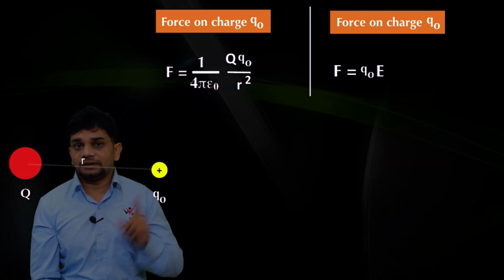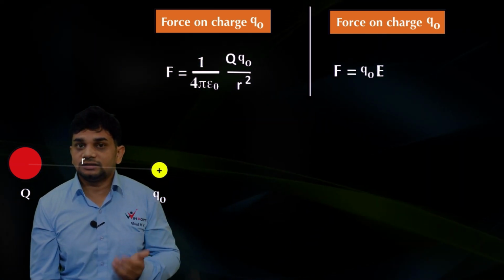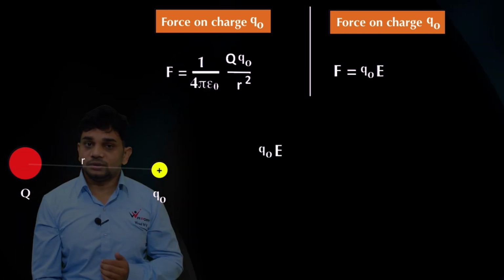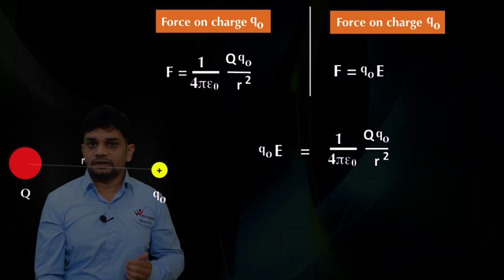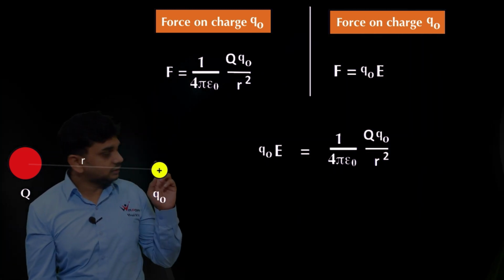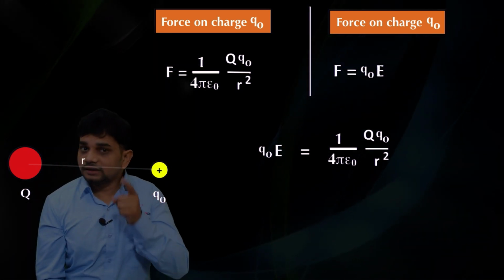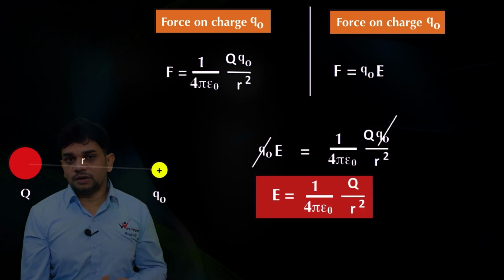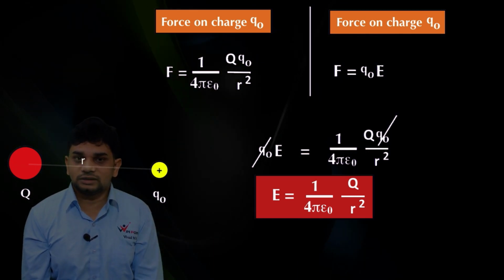So we can compare these two equations. LHS are same, then RHS should be same. So Q0 into E equal to 1 by 4 pi epsilon 0 Q into Q0 by R square. Just we are comparing. Here you can see that Q0 is common. In both sides Q0 is there. So we can cancel Q0. Then E will be equal to 1 by 4 pi epsilon 0 Q by R square. That is the equation for electric field intensity.